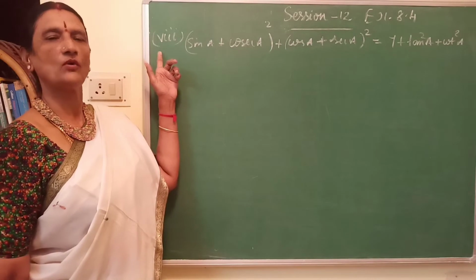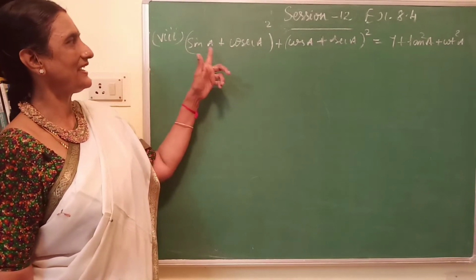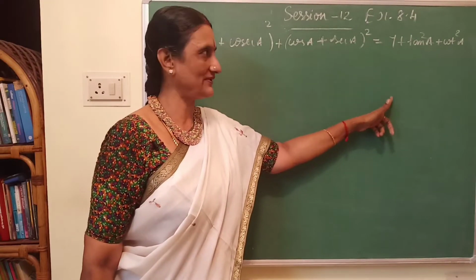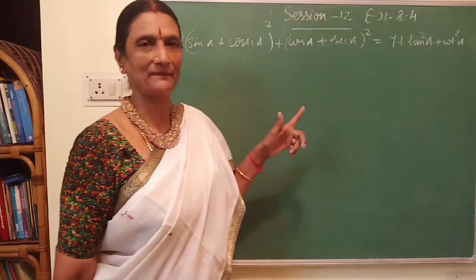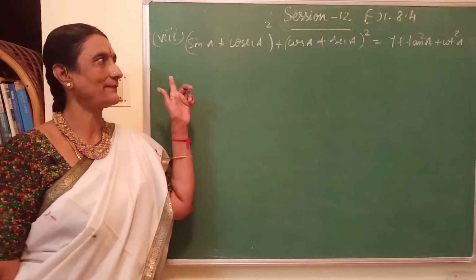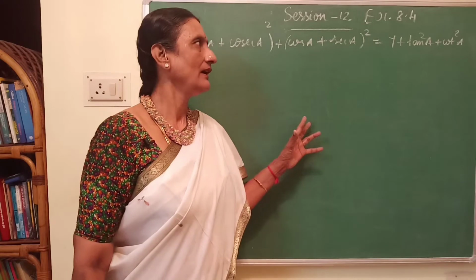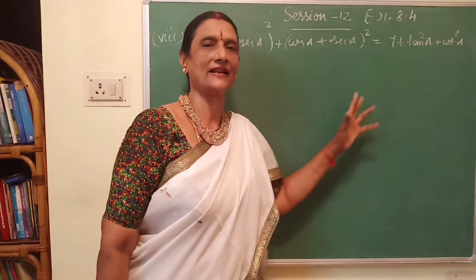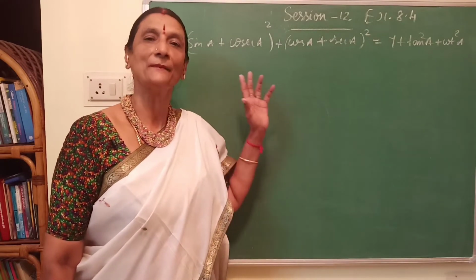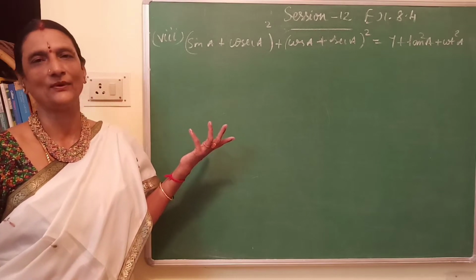Now children, let us move on to the 8th sum in the same exercise: (sin A plus cosecant A) the whole square plus (cos A plus secant A) the whole square gives you 7 plus tan square A plus cot square A. Now in this sum I have to separately simplify LHS and arrive at some answer, and separately do the same for RHS, and let us see if both the answers match. If they match, we can prove the result LHS is equal to RHS.